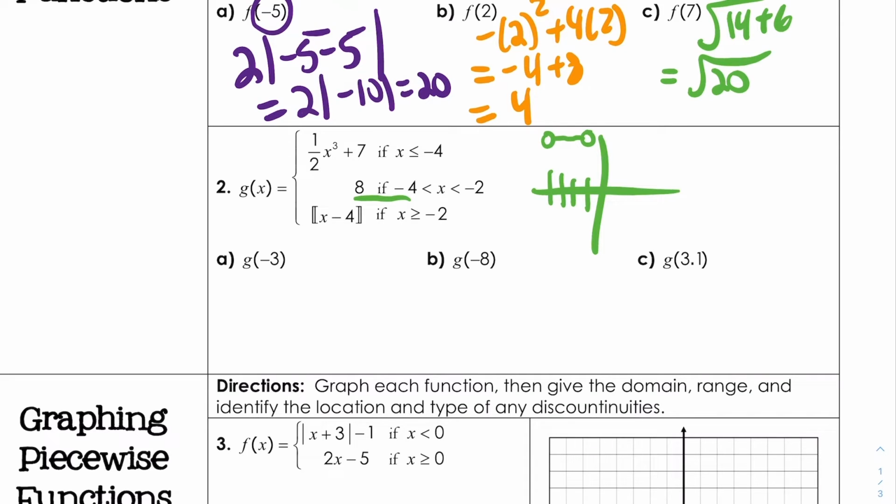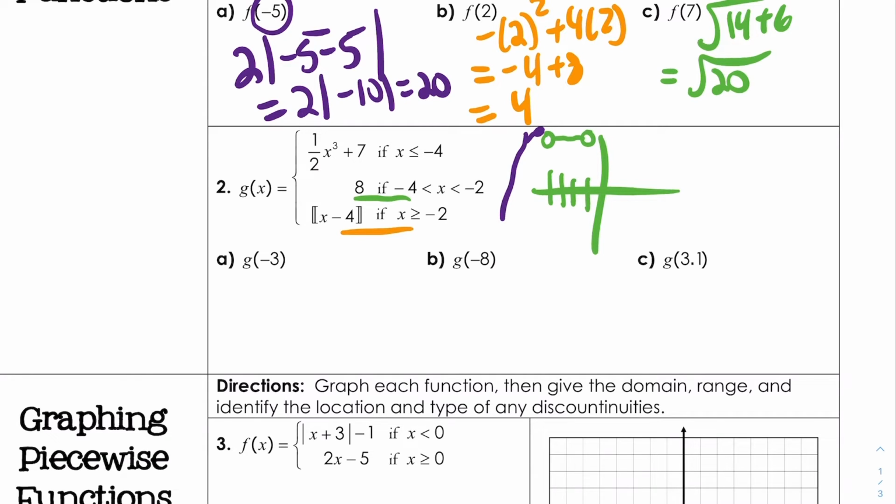Before that part of the graph, we have 1/2 x cubed plus 7. So that means we're going to have some sort of cubic, which means it's going to be, normally a cubic goes through the origin with that sort of shape. But since there's that plus 7, and since we're over in the negatives less than negative 4, I'm just going to imagine it's going to be like that. Something like this is going to happen on the graph.